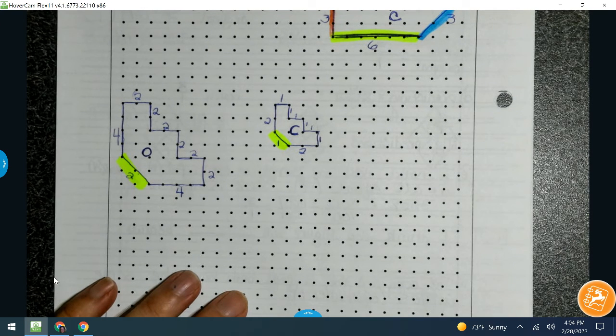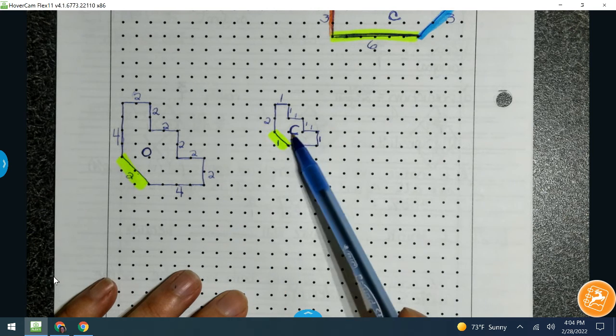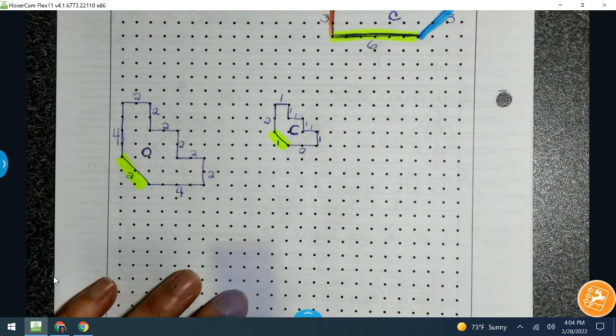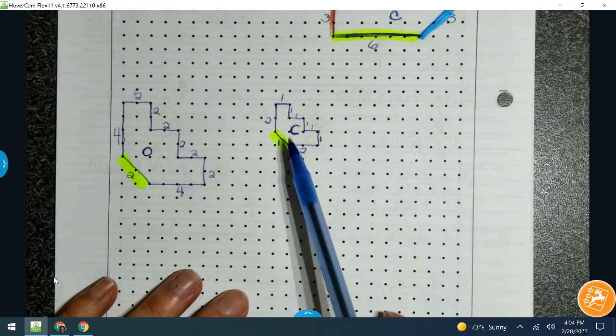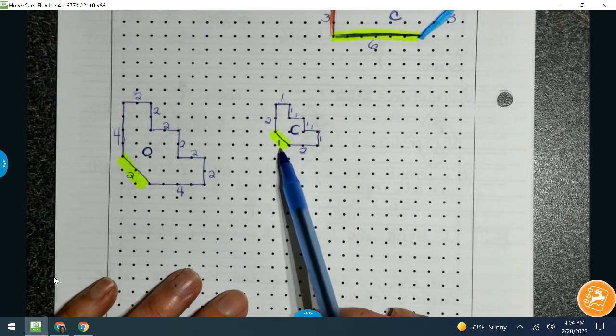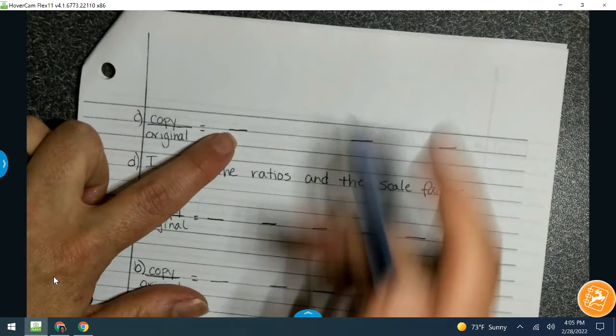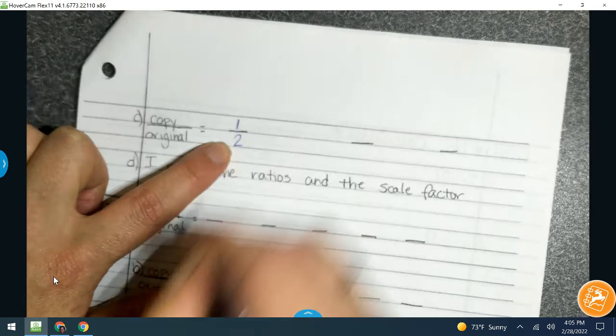So when we write this, we want to remember that it is copy over original. Sometimes that throws kids off, and that's why we labeled the shapes. CPM actually doesn't tell you to do that, but my experience is that it's important to label them so we remember which one's which. So this guy right here is my copy, and that one's my original. So I have 1 over 2.